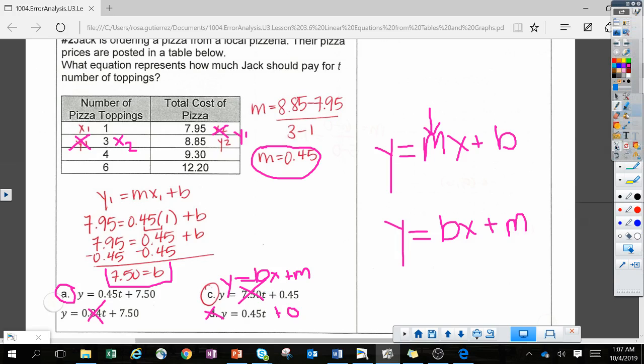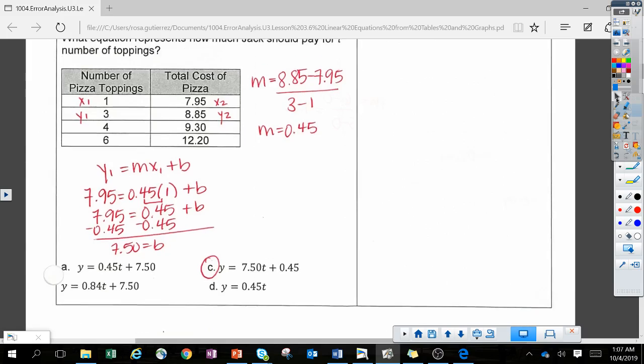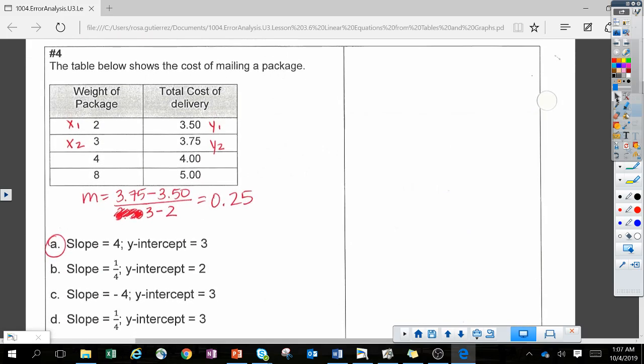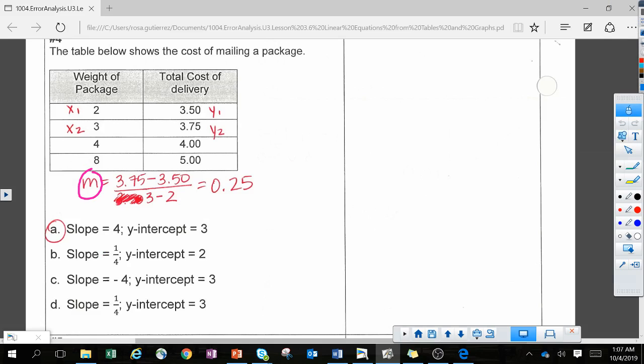Okay, so I'm going to clear my annotations here. And now we're going to move on to number 4. Alright, number 4. Most of you were able to solve for the slope correctly. And because we have decimals, remember when we work with our calculator and we put decimals within a fraction, then our answer will be in decimal form.